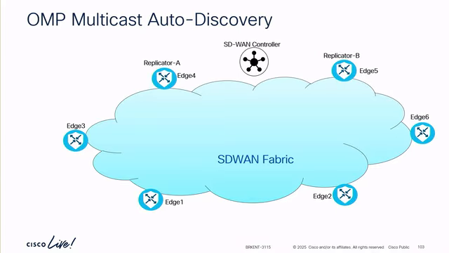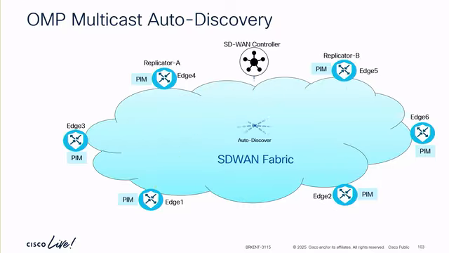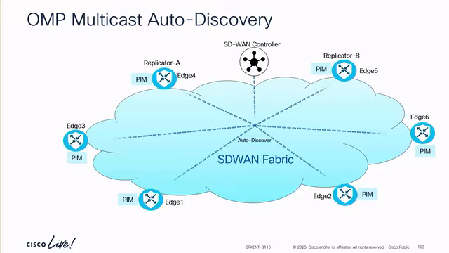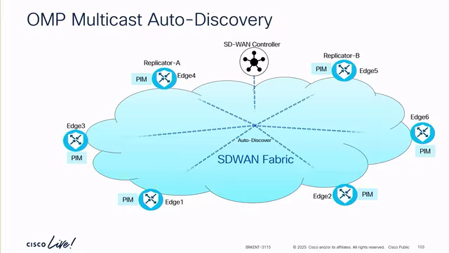And once we enable PIM on the WAN edge device, the WAN edge device sends the OMP multicast auto discovery message towards the SD-WAN controller saying that I am PIM enabled, right? I am interested to be part of that multicast tree. Once that OMP multicast auto discovery message is received from all the WAN edges which are PIM enabled, the SD-WAN controller sends that multicast auto discovery message towards all the WAN edge devices in the SD-WAN fabric.